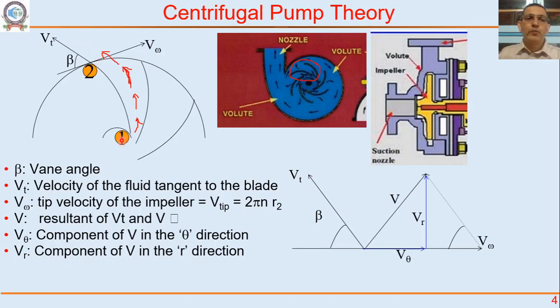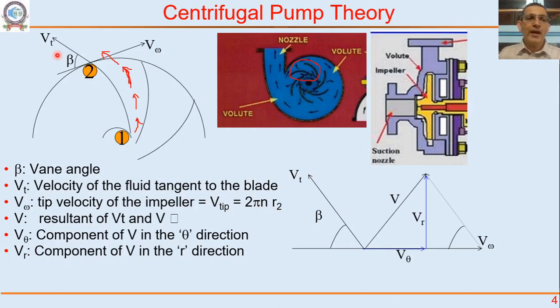So the fluid has one velocity component, Vt, which is the velocity of the fluid tangent to the blade at the exit at location 2. In addition, the impeller is imparting tangential motion V omega. V omega is nothing but the tip speed, the tip velocity of the impeller. It is called V tip, 2 pi n r2.